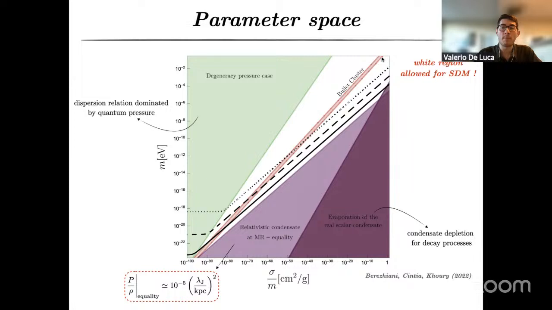Then there is a pink band bounded by Bullet Cluster, and then a light green region where we are in the region dominated by quantum pressure. So we are outside of the regime of superfluid dark matter. The white region instead is the one which is completely allowed so far for the model to be true. Okay. So in the following, we'll mostly focus on masses around the milli-electron volt and corresponding cross-sections in this plot.